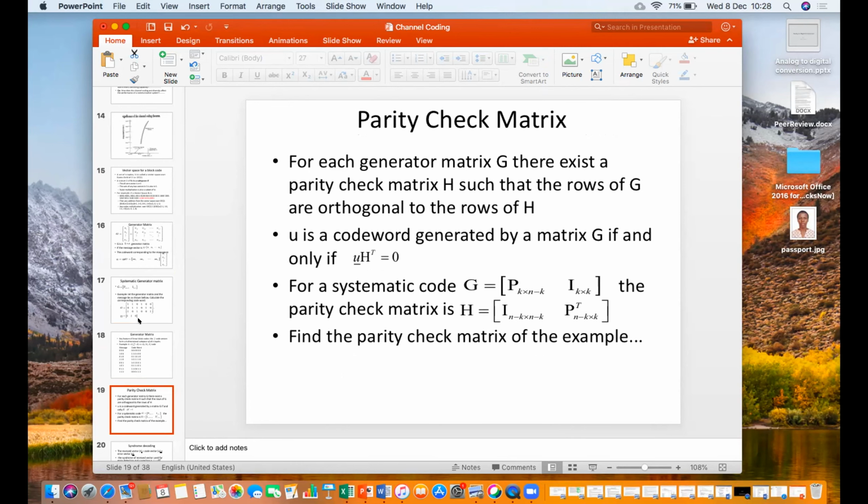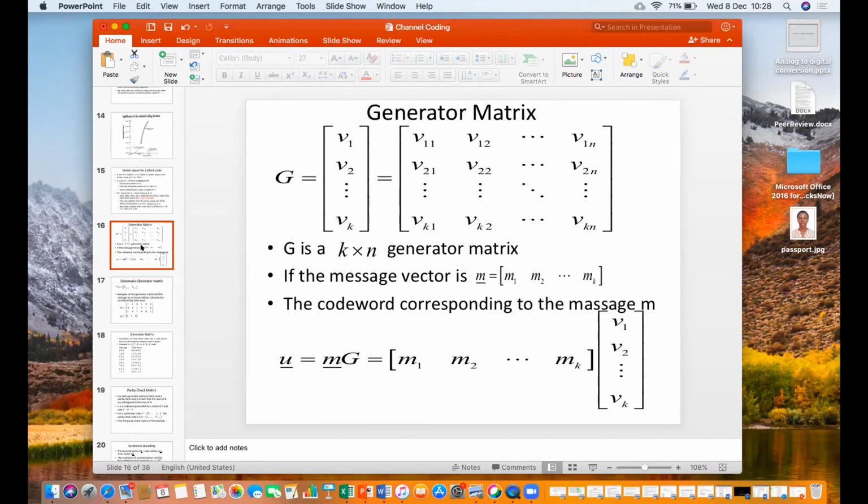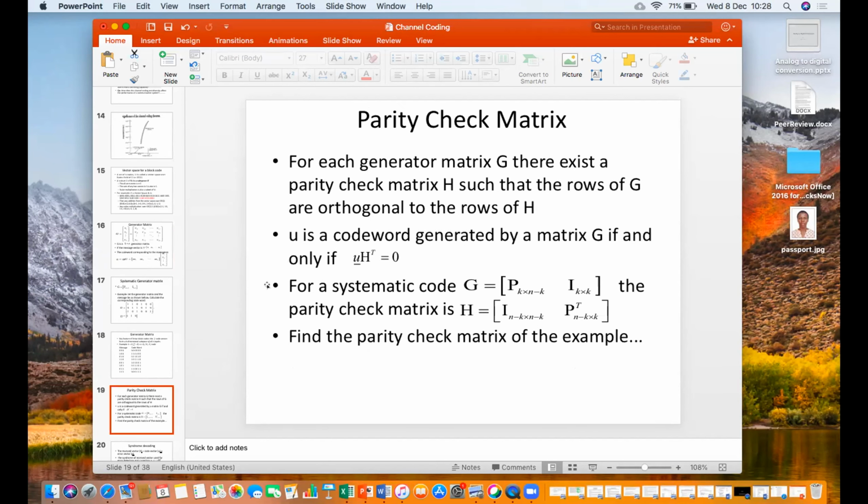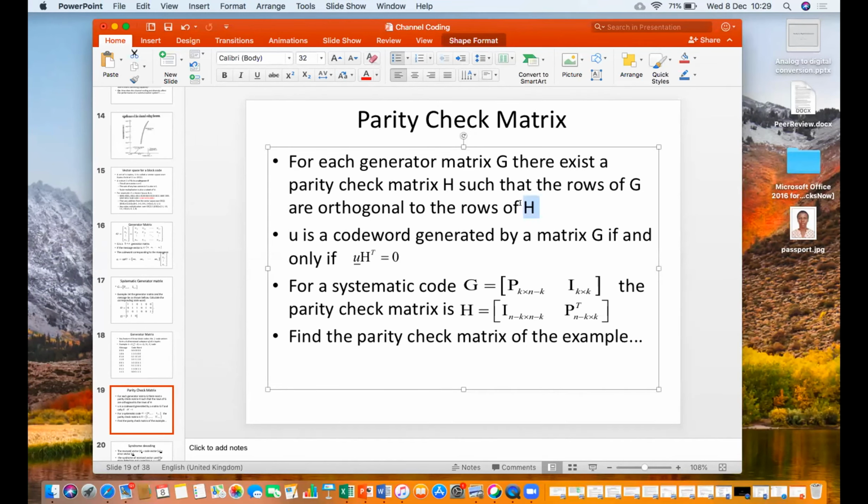So remember what I told you, that whatever you do at the transmitter, you must do the opposite at the receiver. So in this particular case, we have a generator matrix at the transmitter. It means that at the receiver, we must have the opposite. The opposite of a generator matrix is what we call the parity check matrix. So for each generator matrix G, there exists a parity check matrix H, such that the rows of the generator matrix are orthogonal to the rows of the parity check matrix. Now H is what stands for the parity check matrix.